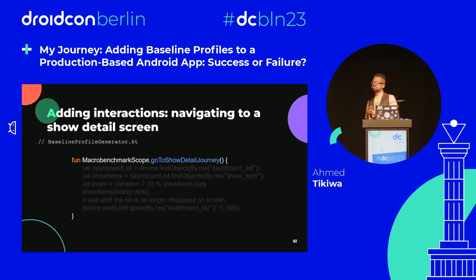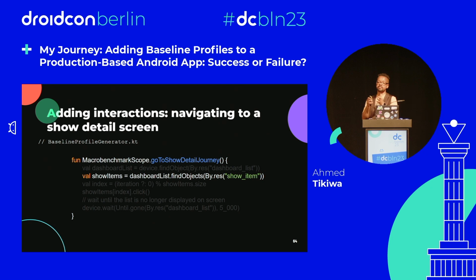Then the go to show detail journey is an interaction to navigate from the list to a specific show detail, which is what the users of the app typically do. Then we start by finding the composable with the test tag dashboard_list.